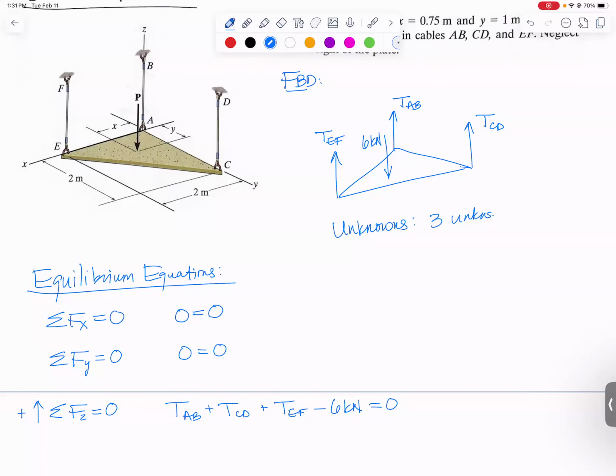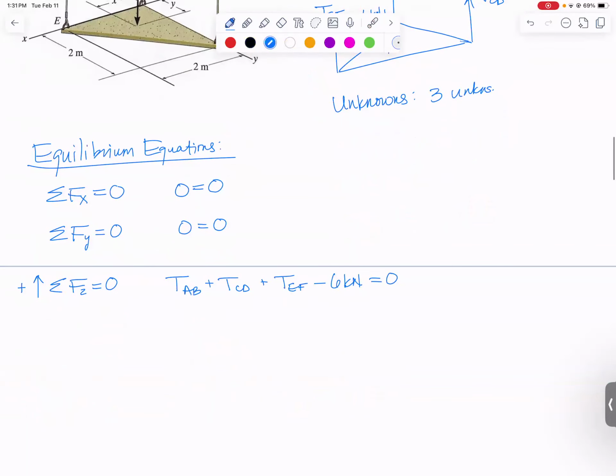You can sum moments about any axis. I typically like to stick with axes that are in the X, Y, or Z direction because it makes finding perpendicular distances easier. And you want to try to pick an axis such as this X axis right here that goes through as many unknowns as possible. So this axis is a great option because it goes right through point E and point A. So those tensions in those 2 cables have a 0 distance away from the axis, so their moment will be 0. So I'll get an equation that only has 1 unknown in it, and I'll be able to solve for it. So we're going to start with summing moments about that X axis.